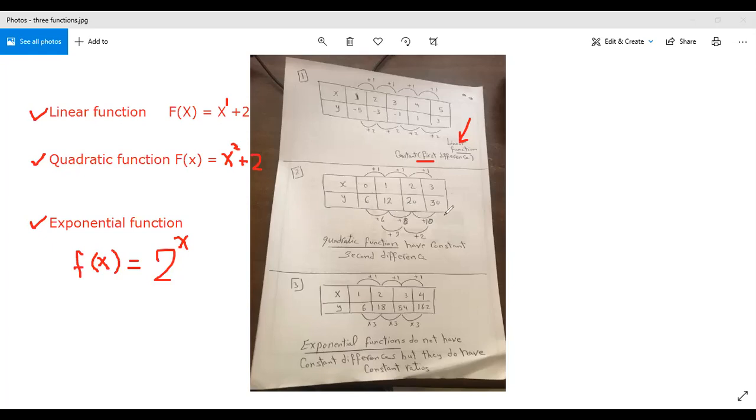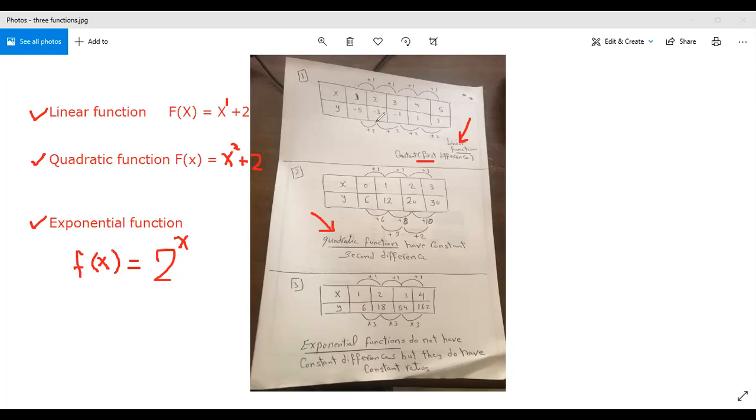It's 6 and then 8 and then 10. Do we have a common difference? No. But we are going to use the second difference. Then 6 plus 2 becomes 8. 8 plus 2 equals 10. Then we note that we have a constant second difference. So once we have a constant second difference, we can call the function a quadratic function.